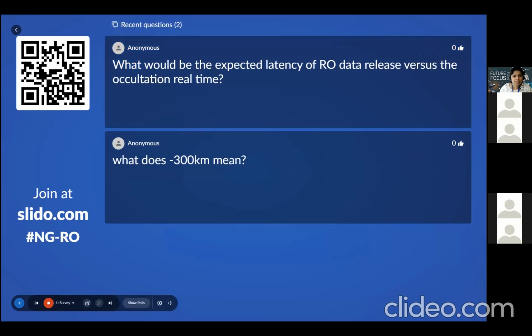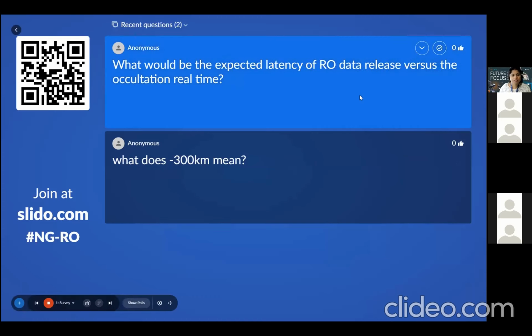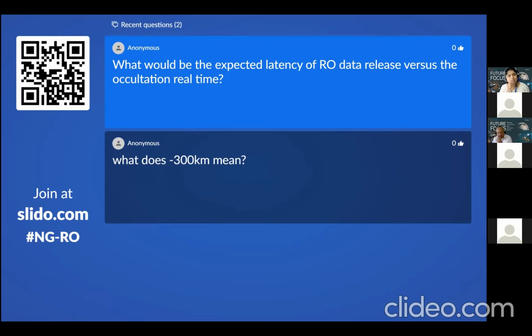What would be the expected latency of RO data release versus the occultation real time? It's probably not a question only for you, but maybe Ricardo or Christian, would you like? I don't know that. Go ahead. Yes, I think I showed a slide on this, because the near real-time level 2 products that will be released by ROM SAF for radio occultation will be provided within 100 and I guess 150 minutes from the observation. It's in my slide.